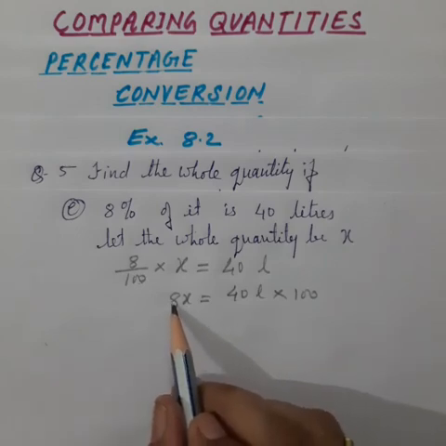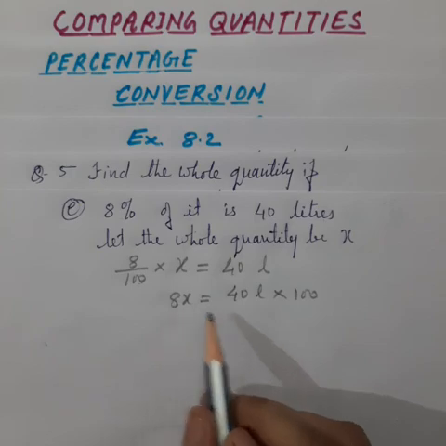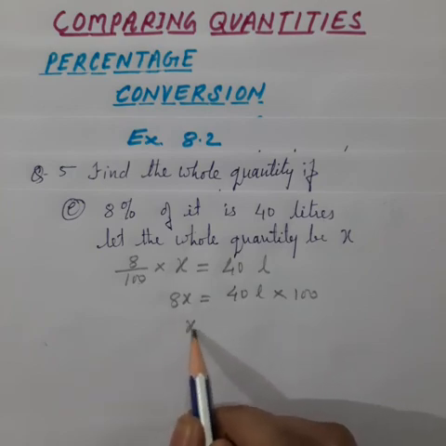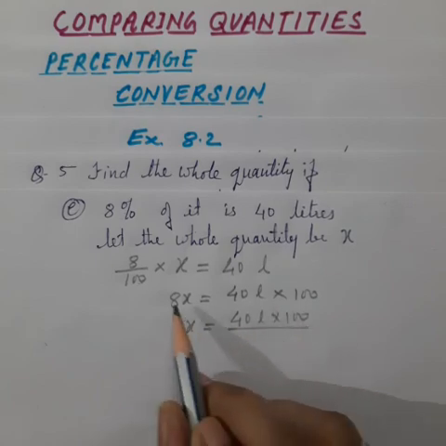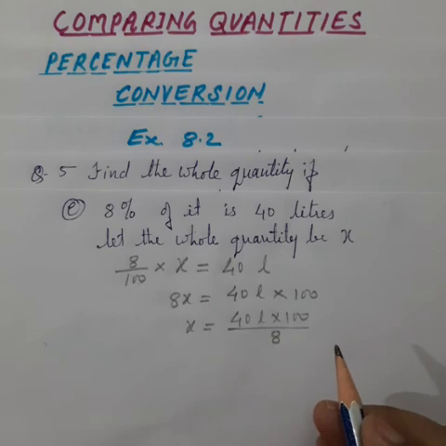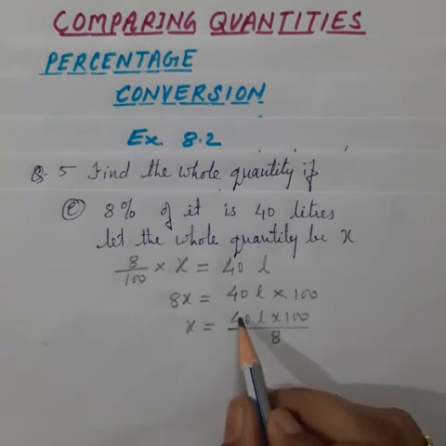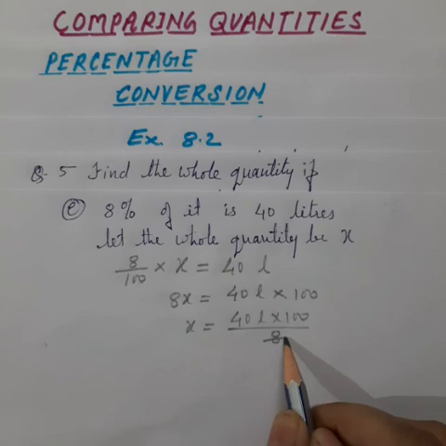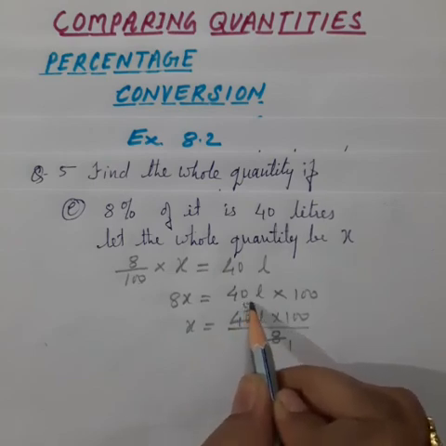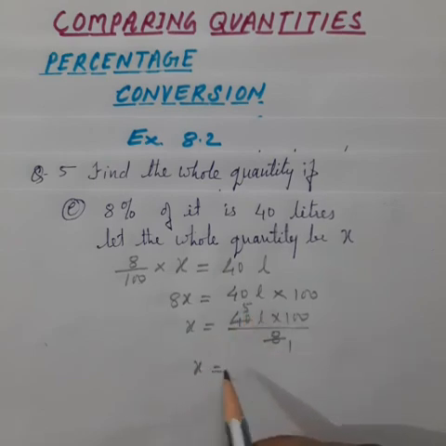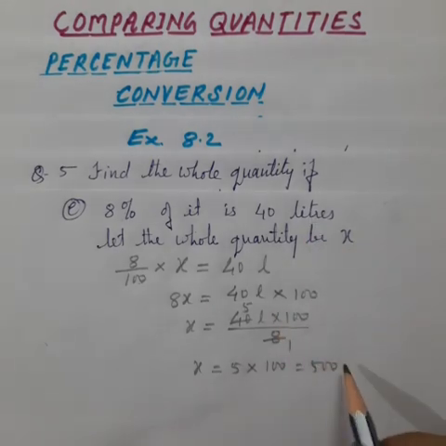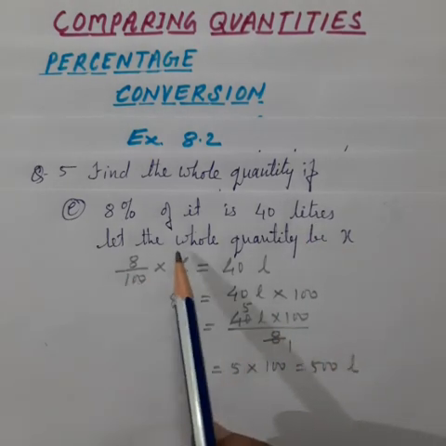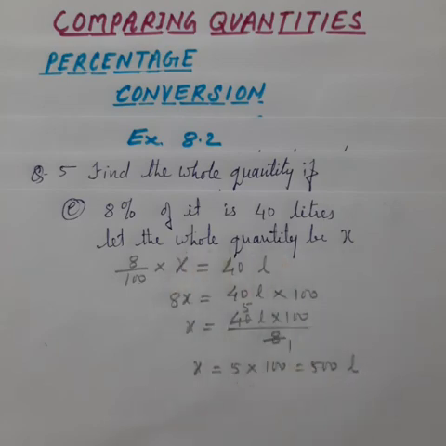Now remove this 8. Change the side, it will go in the denominator on other side. So 40 liters into 100 divided by this 8 in the denominator here. Now 8 and 40. Common factor is 8. 8 ones are 8, 8 5s are 40. So the whole quantity we get 5 into this 100, 500, and it is in liters. So the unknown whole quantity is 500 liters.